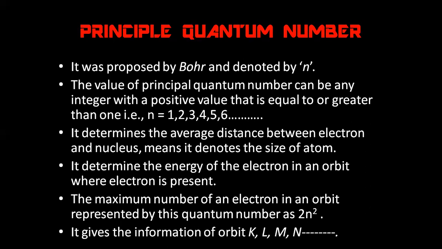It also gives us the information of the orbit. If you go through the Bohr theory, you will understand that it designated the orbits with the symbols K, L, M, N. So if I say n equal to 1, it means the K shell. If I say n equal to 2, it means the L shell. If I say n equal to 3, it means the M shell, and it can just go on.